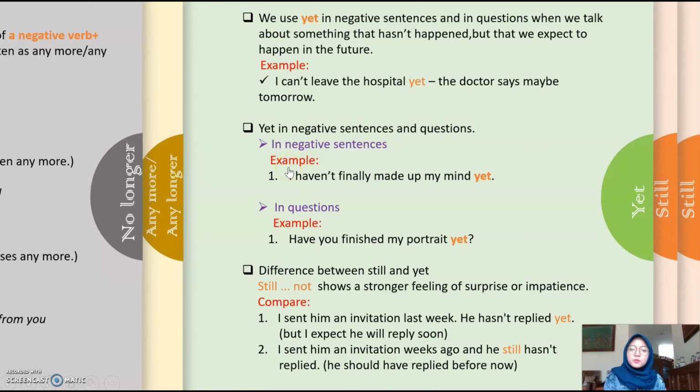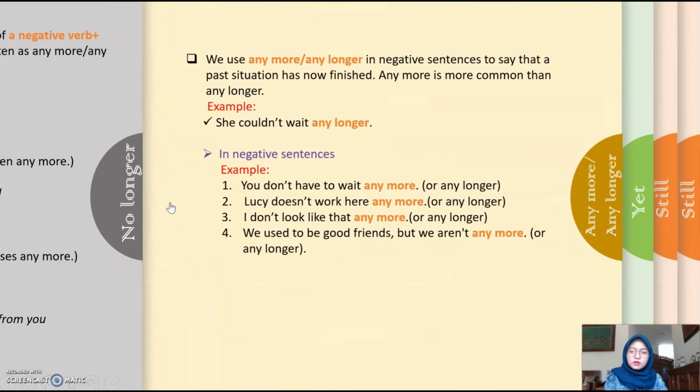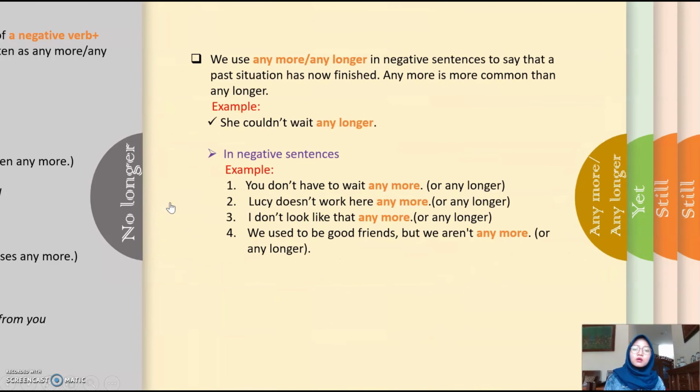And I will explain to you about anymore or any longer. We use anymore or any longer in negative sentences to say that a past situation has finished. Anymore is more common than any longer. Example, she could not wait any longer.